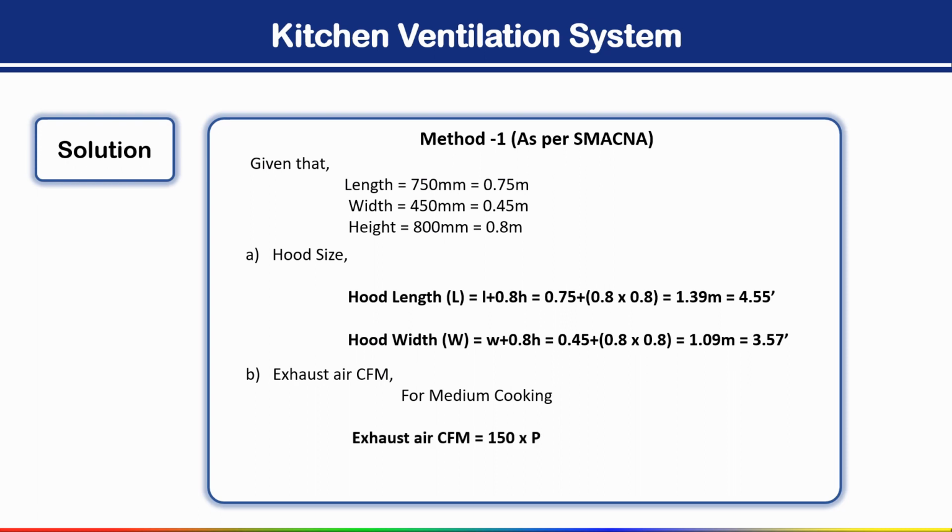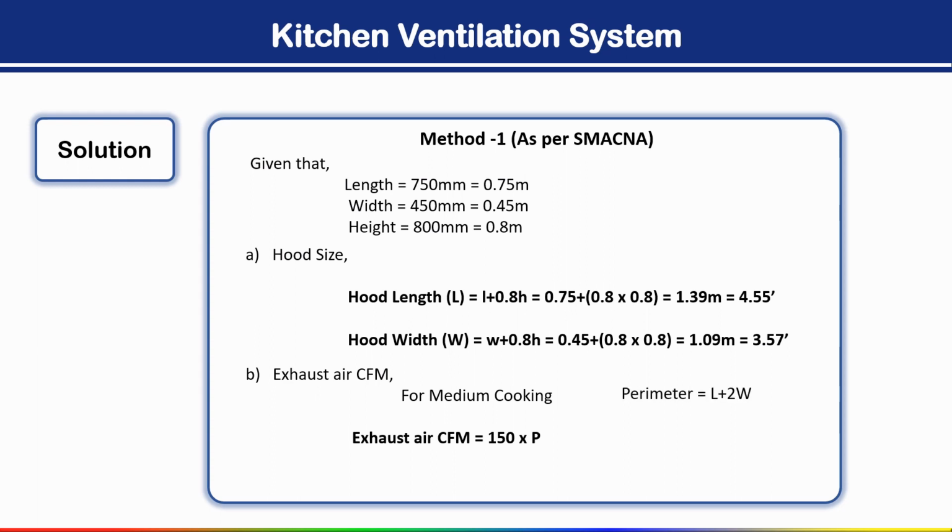So the formula is exhaust air CFM is equal to 150 into P, where P is the perimeter of the hood in feet. Here, first of all, we have to find out the perimeter of the hood. How to calculate it? If you know the length and width of the hood, you can easily calculate the perimeter.